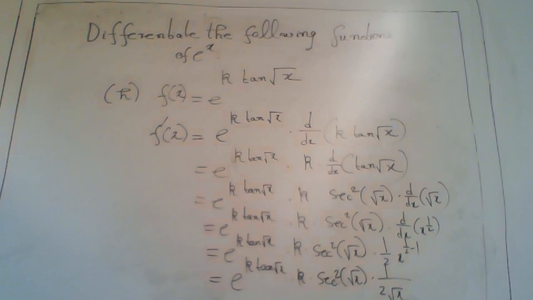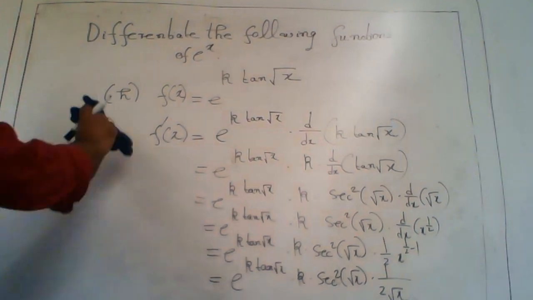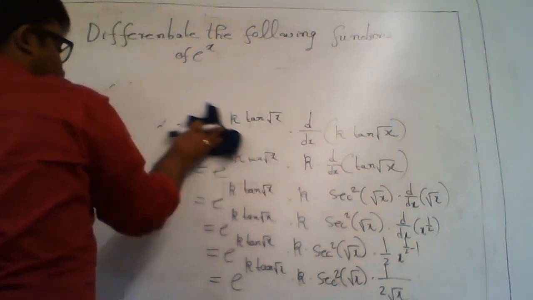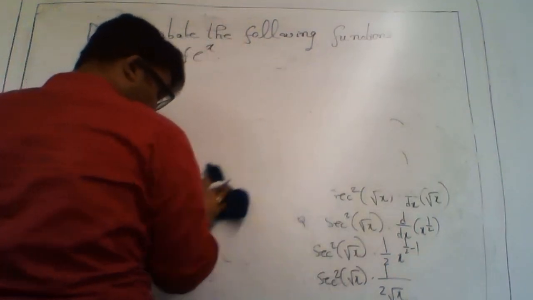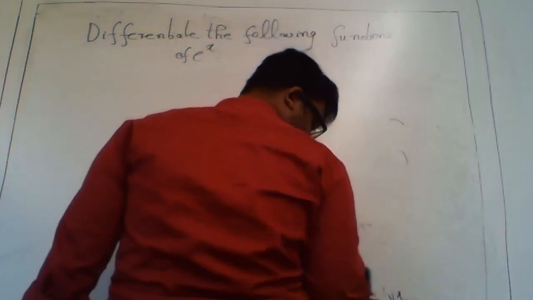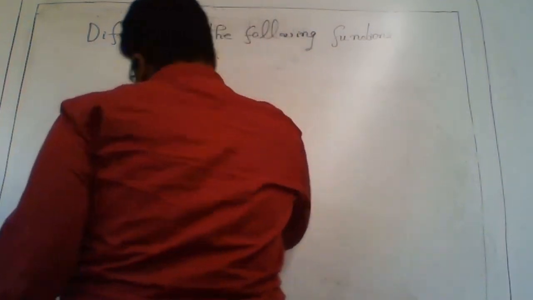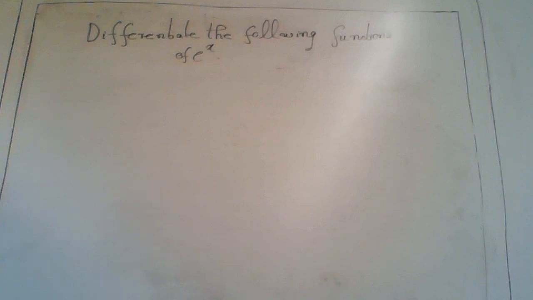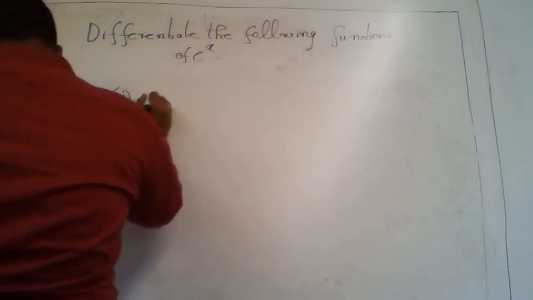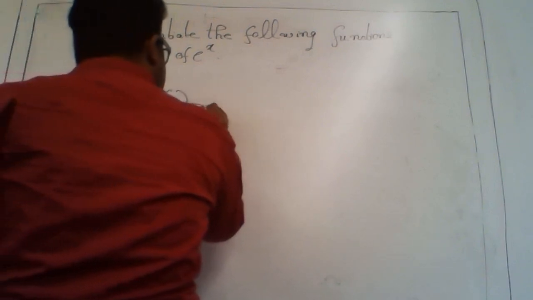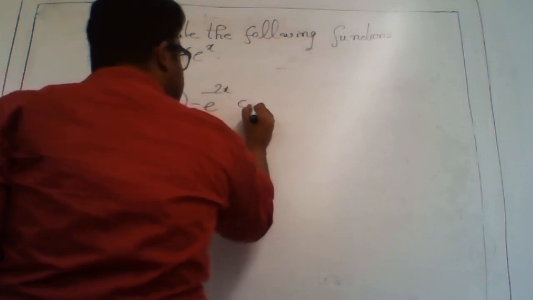Now the last problem. f of x equals e to the power minus 2x cosine of 4x.